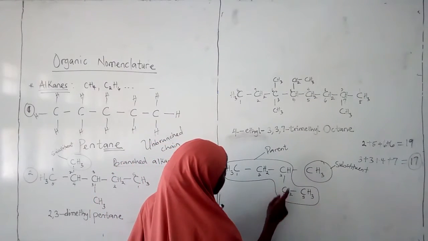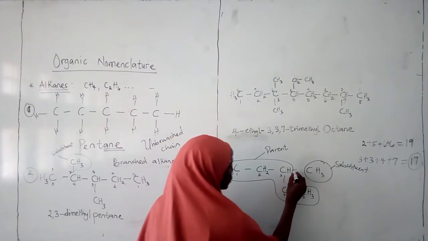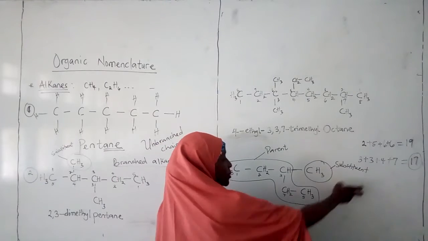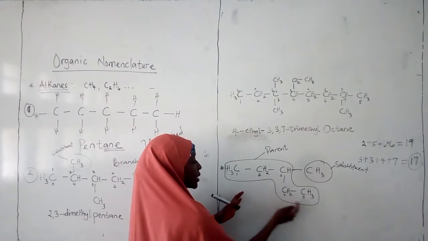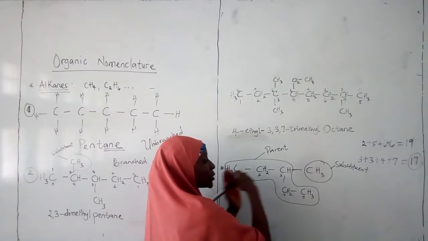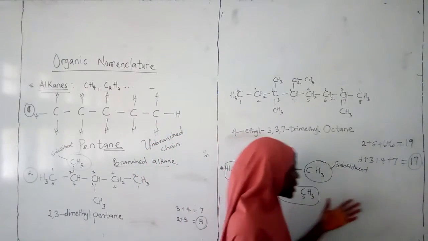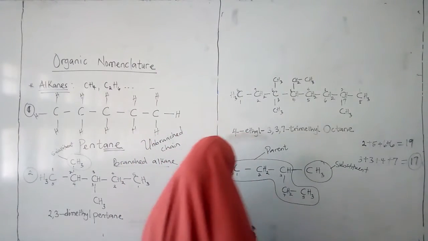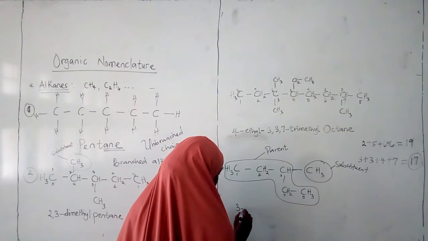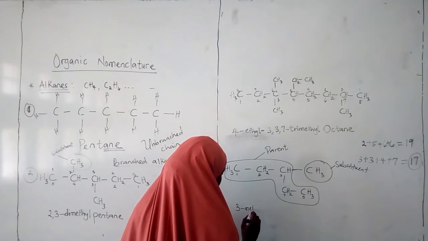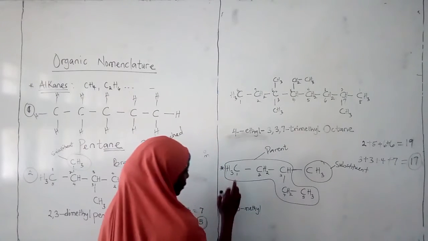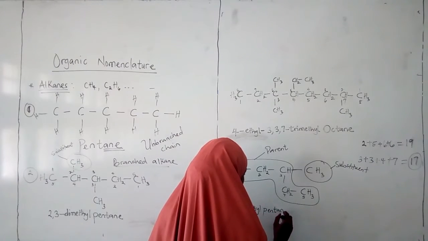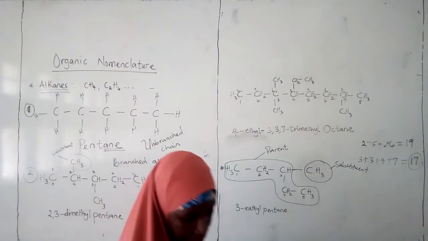Now the name goes like this. Since this is 1, 2, 3, 4, 5, here we have methyl at position 3. We have methyl in position 3. Now let's count from this side. It's still going to be 1, 2, 3. So if you count from this side, the methyl is in position 3, and if you count from the other side, the methyl is also in position 3. So we are going to say we have 3-methyl. We have 5 carbon atoms, so 3-methylpentane.